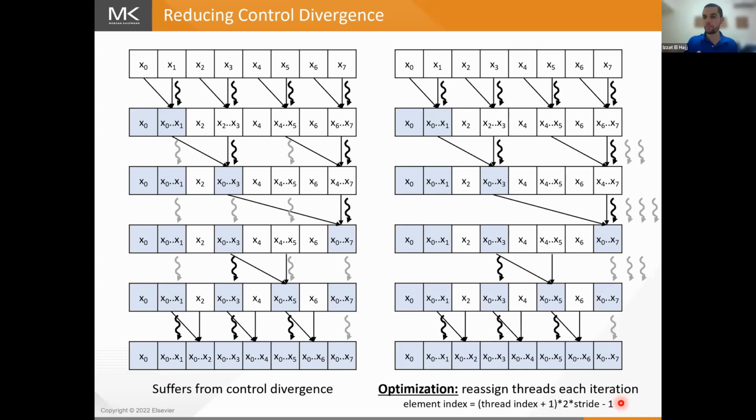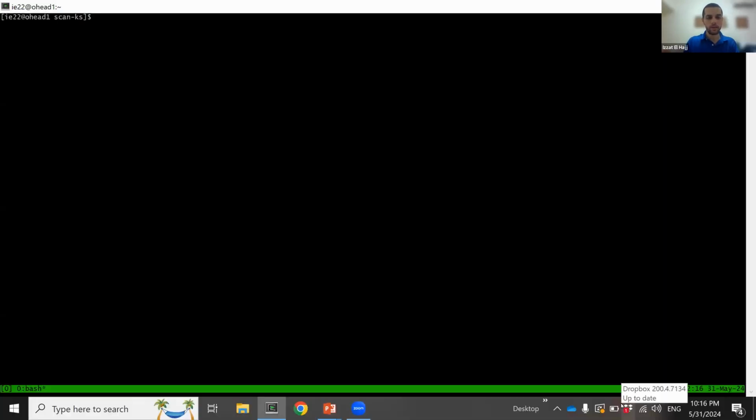Okay, so let's implement this and compare it to our previous implementation that we had in our last lecture. So I'm going to switch to the code terminal. I'm going to start by compiling.